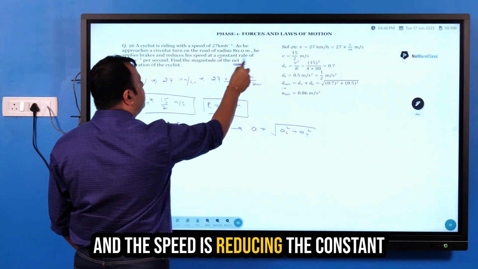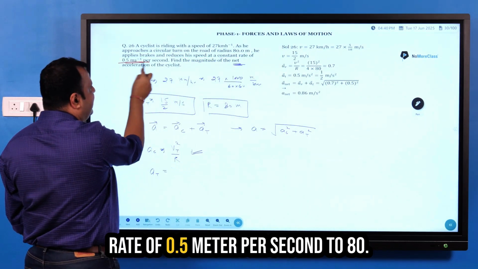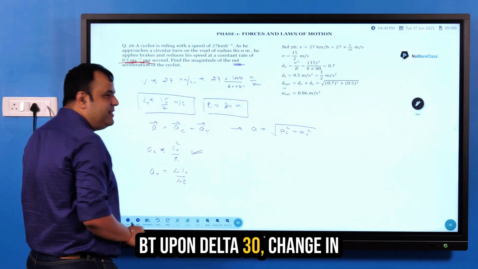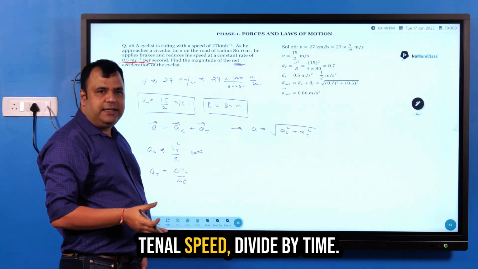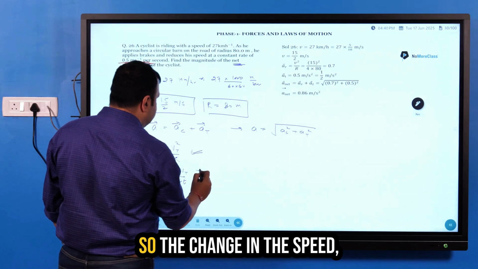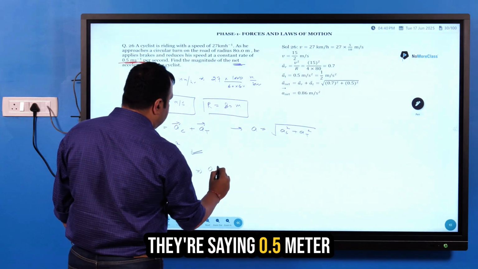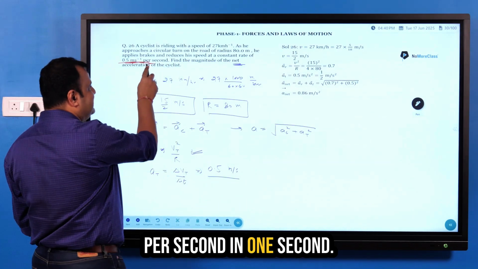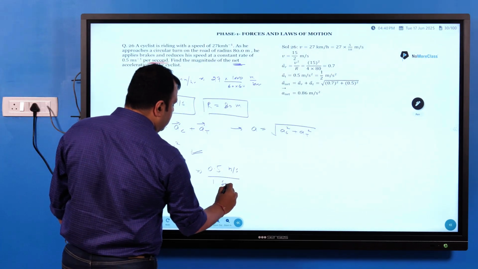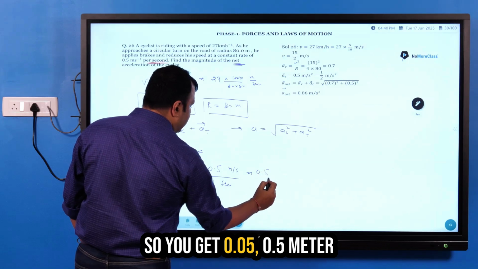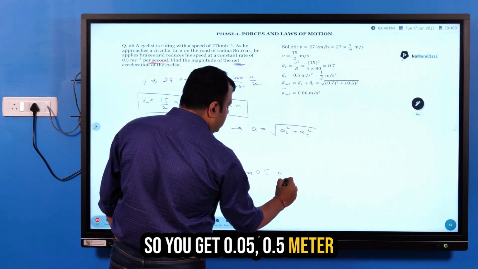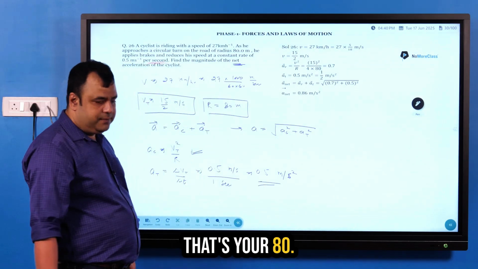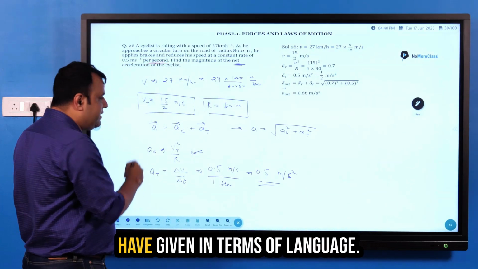And the speed is reducing with a constant rate of 0.5 meter per second. So AT basically you can say delta Vt upon delta T, change in tangential speed divided by time. So the change in speed, they are saying 0.5 meter per second in 1 second. So divide by 1 second, and you get 0.5 meter per second square. That's your AT. That's the critical part because they have given it in terms of language.